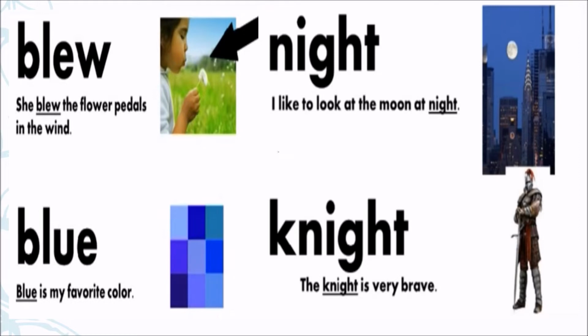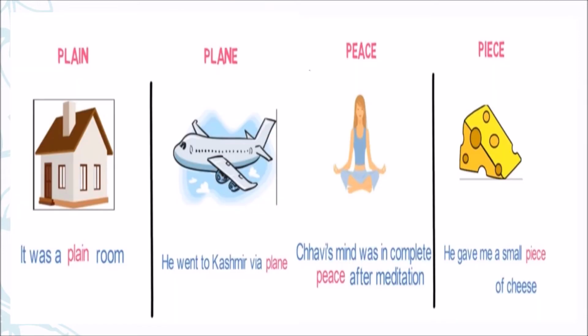Next we have night, knight. I like to look at the moon at night. The knight is very brave. Next we have plane, plain. It was a plain room. He went to Kashmir via plane. Next we have peace, piece. Chavi's mind was in complete peace. After meditation, he gave me a small piece of cheese.